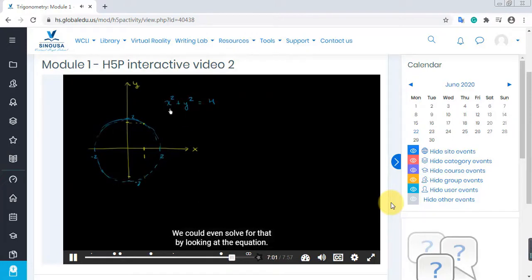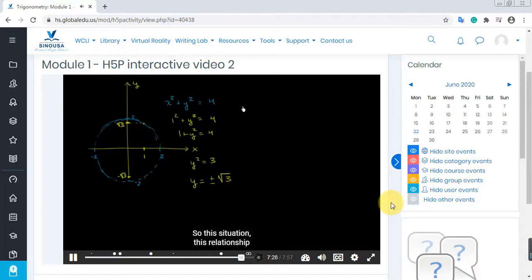And we can even solve for that by looking at the equation. When x is equal to 1, we get 1 squared plus y squared is equal to 4. So 1 plus y squared is equal to 4. Or, subtracting 1 from both sides, y squared is equal to 3. Or, y is equal to the positive or the negative square root of 3. This right over here is the positive square root of 3. And this right over here is the negative square root of 3.